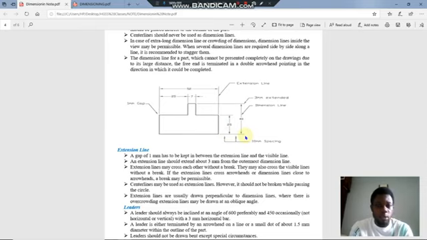Then when you are having something like this, you have one dimension, another dimension, then at this point you have something like 23, 26 or thereabout. Okay, so this is it. So you have this as our extension line. We already know what an extension line is, a gap of 1 mm, and all of that. Then we have the leaders.